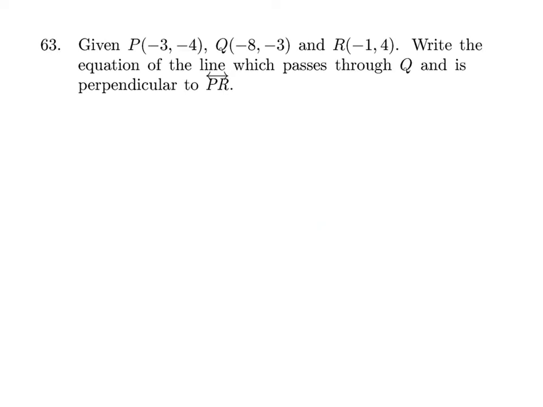Given PQR, write the equation of a line which passes through Q and is perpendicular to PR. Perpendicular to PR. Okay, so here I have a line that passes through these two points, PR, right? All right, I need to figure out the slope of that line. Okay, so what I'm going to do, I'm going to use some subscripts here: PR, just to indicate that this is the slope of line PR.